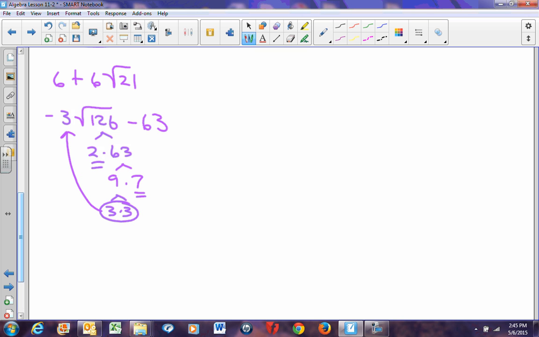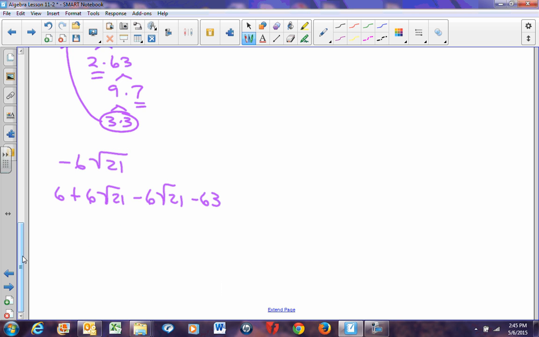So this 3 gets multiplied by that 3. So we're going to get negative 6 square roots of 21. And so in this particular problem, I have 6 plus 6 square roots of 21 minus 6 square roots of 21 minus 63. Okay, so you'll notice my middle terms cancel out. Boom, boom. So I have 6 minus 63. Okay, 63 minus 6 is negative 57. So my final answer is actually a whole number here with no radicals whatsoever.